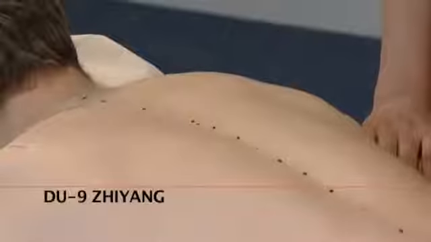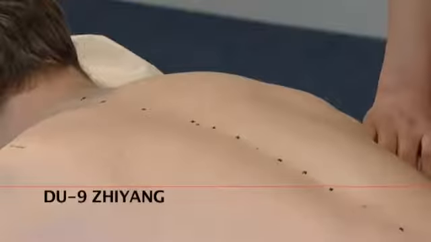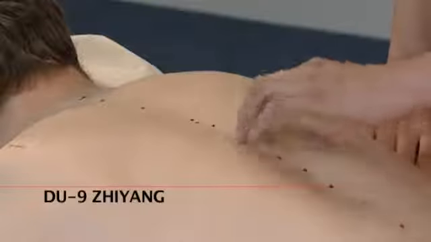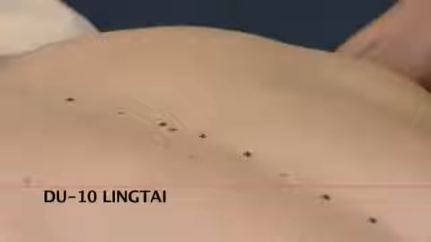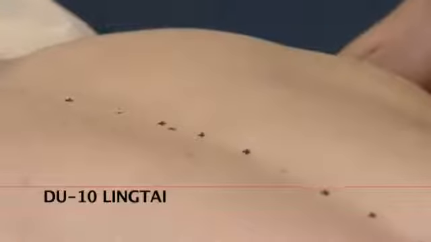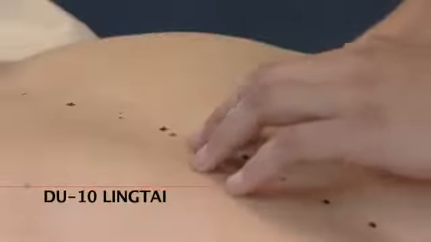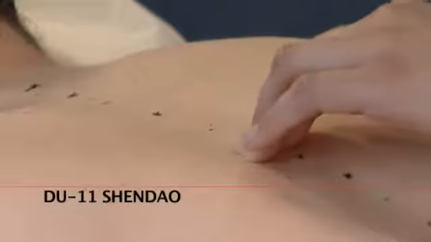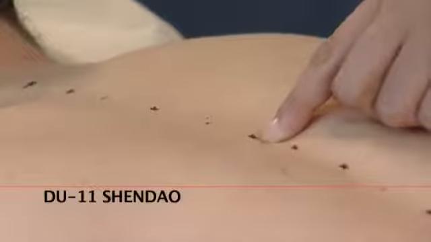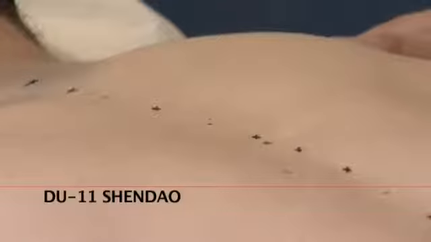Do9 is on the posterior midline, below the spinous process of T7. Do10 is on the posterior midline, below the spinous process of T6. Do11 is on the posterior midline, below the spinous process of T5.